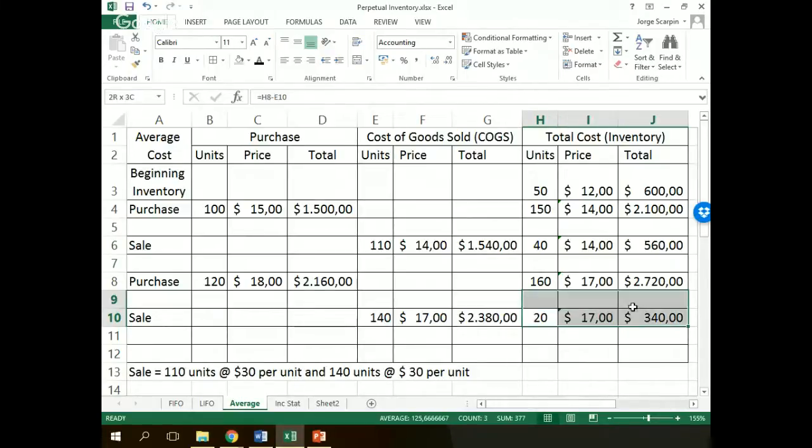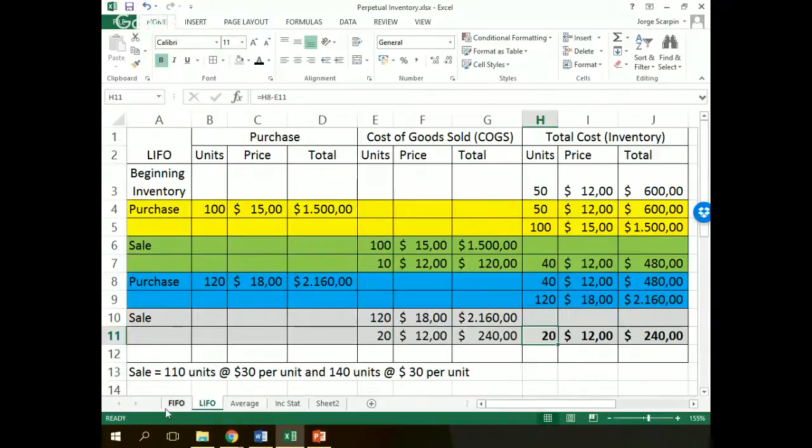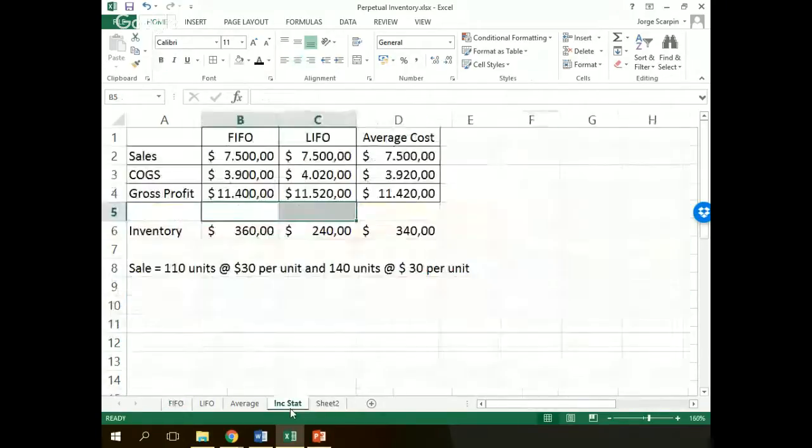So we can check that our units will always be the same: on average 20, LIFO 20, FIFO 20. Because it's units, we will have the same amount of units on our inventory.